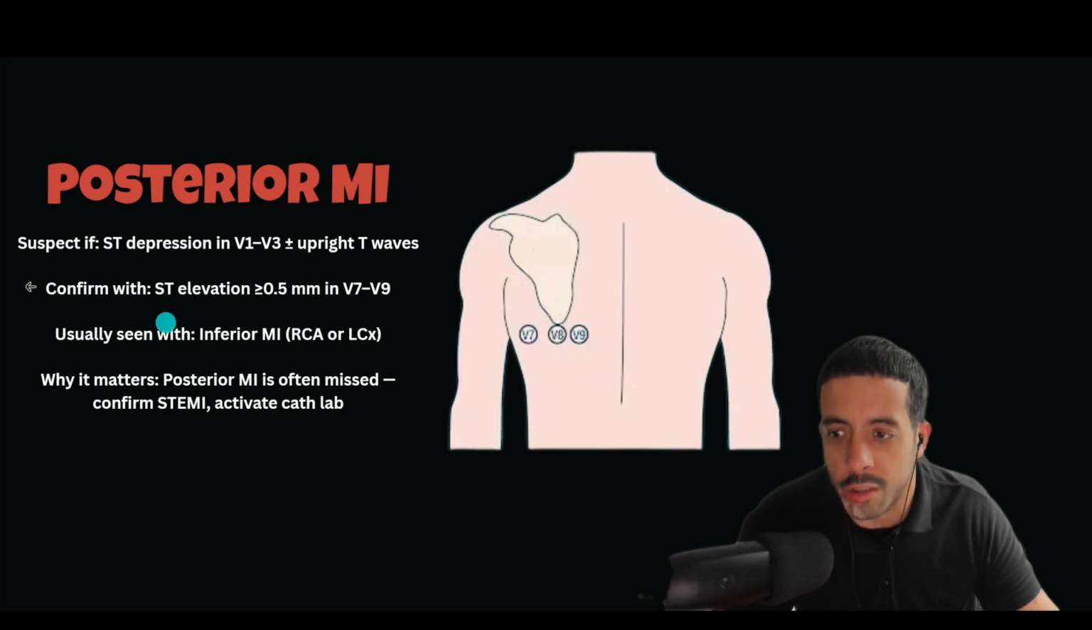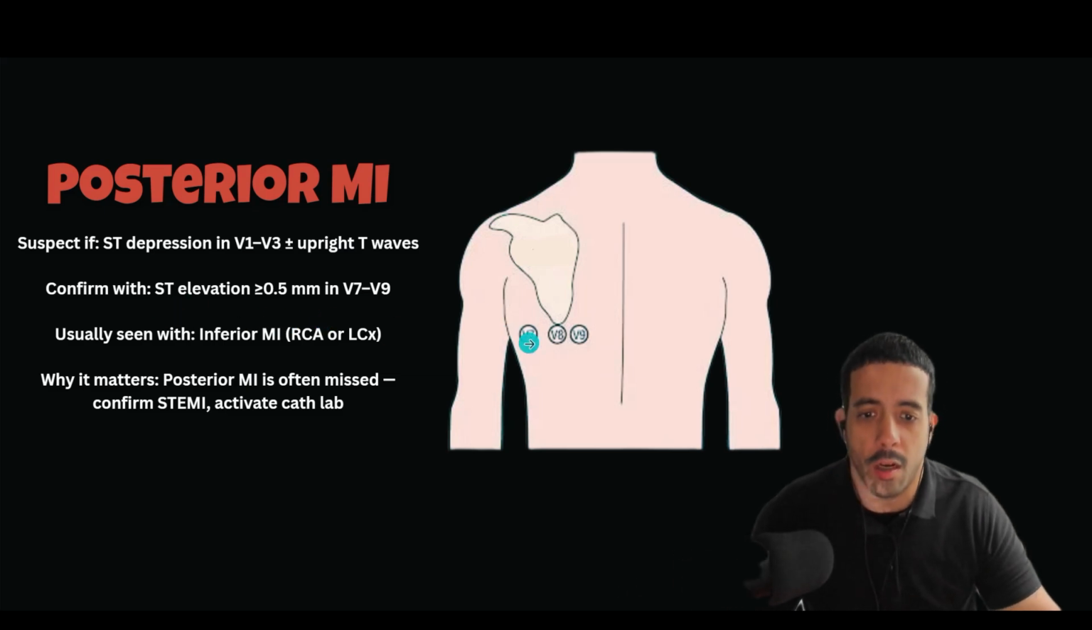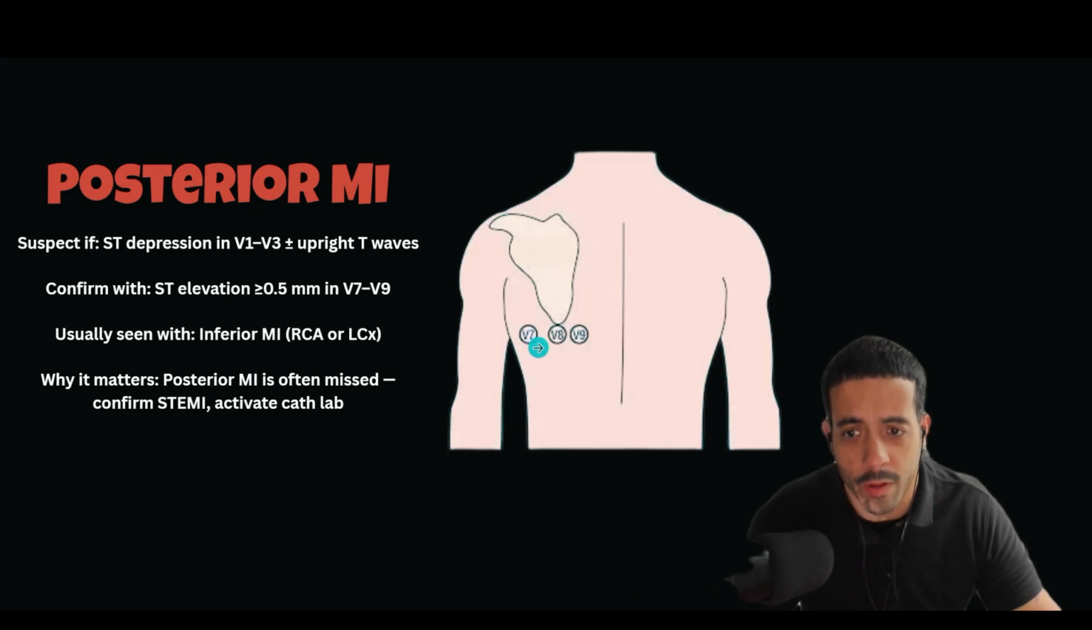So if you see depressions in V1, V2, and V3, which is representing the front of the heart, along with that depression you have upright T waves, then go ahead and suspect a posterior MI. Do posterior leads, put V7, V8 as you see here. Now, if you see elevations on one of these leads of 0.5 millimeters or more, then that confirms a posterior wall MI. And this may also be seen in patients that are suffering massive heart attacks.